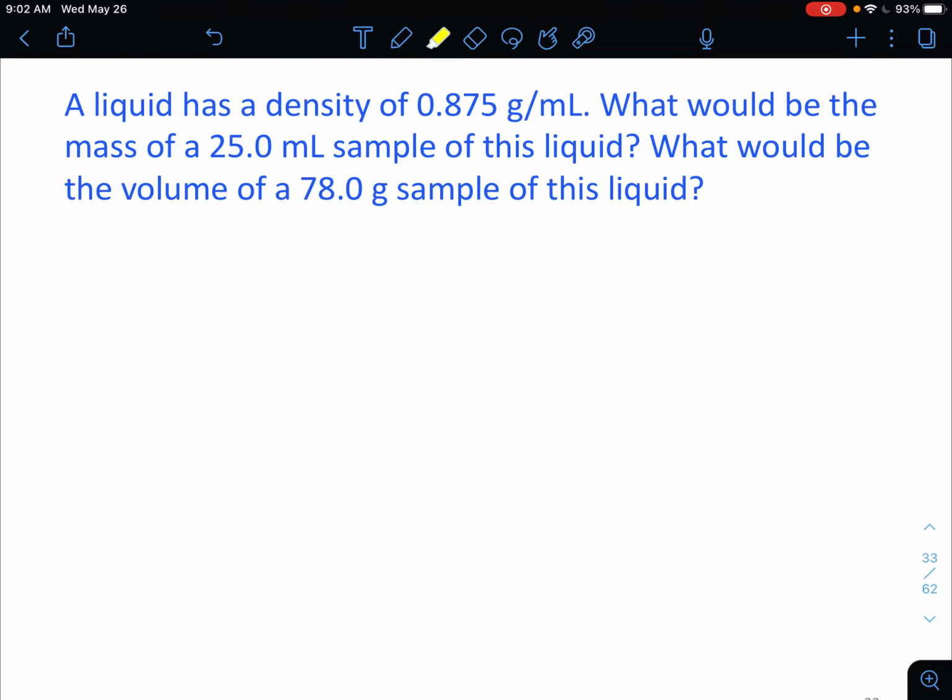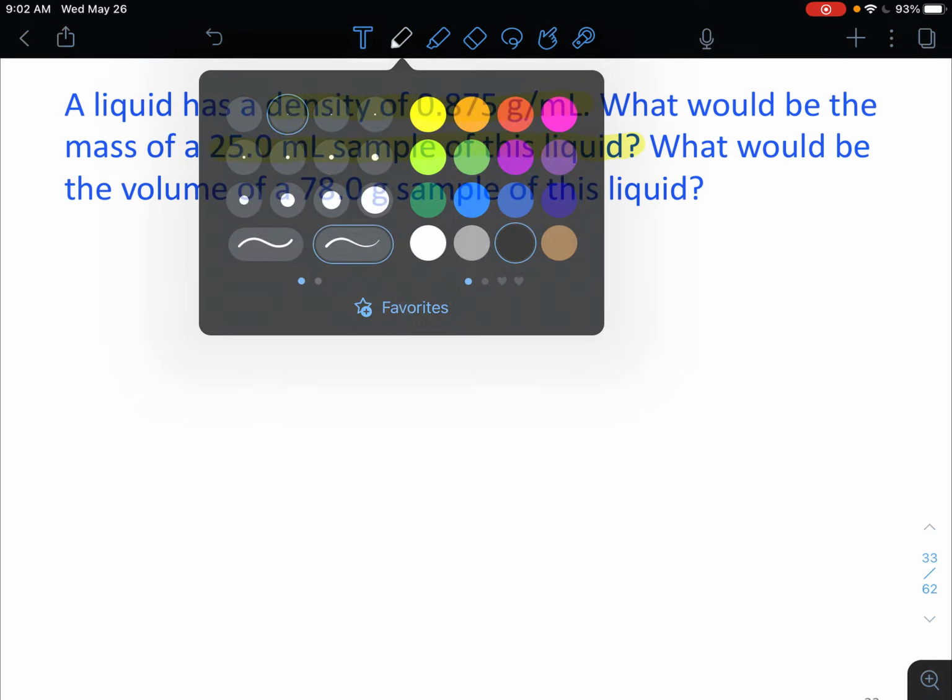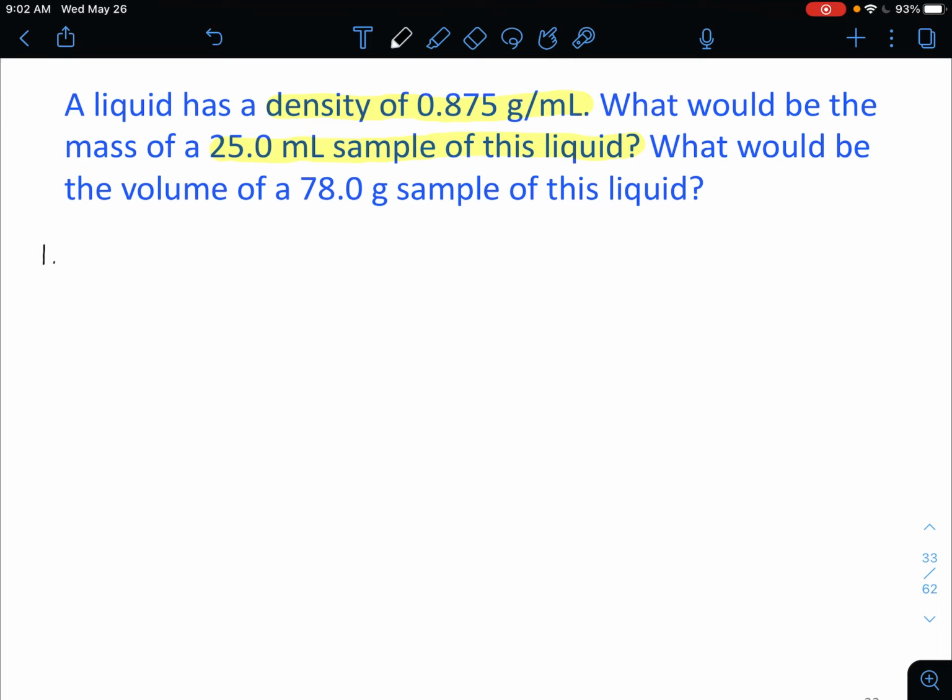So let's see what's happening here. There are two unrelated questions, but both talking about this particular liquid. It tells me that the liquid has a density of 0.875 grams per milliliter. In the first question, it says, what would be the mass of a 25 milliliter sample of this liquid? So that's the first question. Let's see what's going on with that.